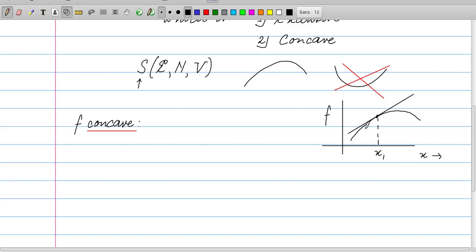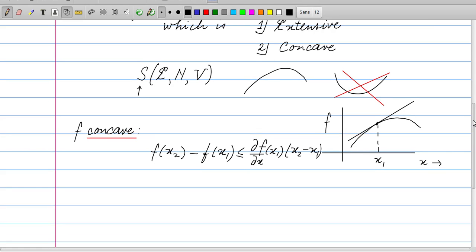Concave is a mathematical property. In fact, we can formulate it a little bit more accurately. For a function f which is concave, it has this shape, and suppose that we approximate that function by the line tangent to the curve at the point x1. Then the value of f at some other point x2 minus f at the point x1 must always be smaller than df/dx1 times (x2 minus x1). What this says is that this tangent line is always higher than the function, close to the value x1 and also far from the value x1. And for the entropy, it holds that it's a concave function of the energy, a concave function of the number of particles, and a concave function of the volume.